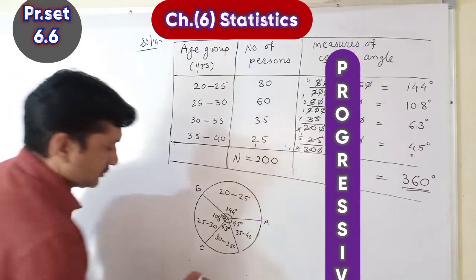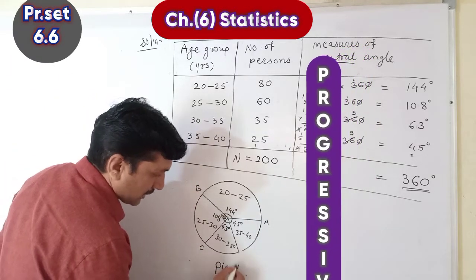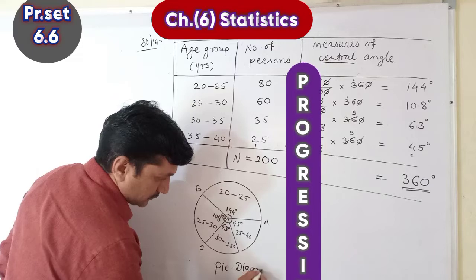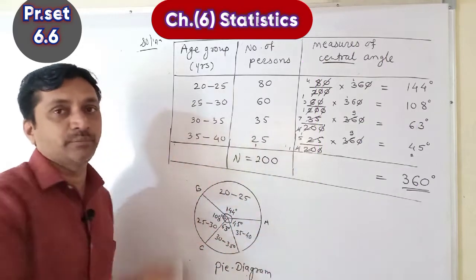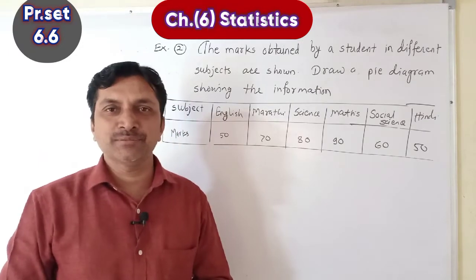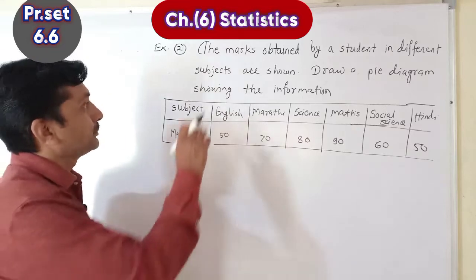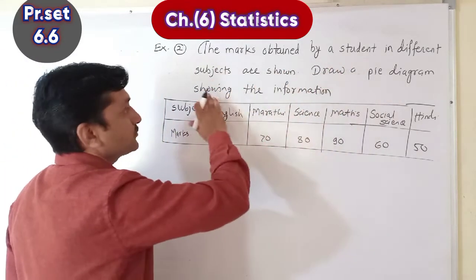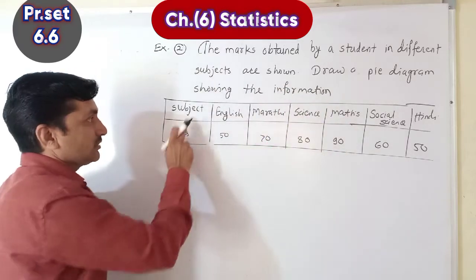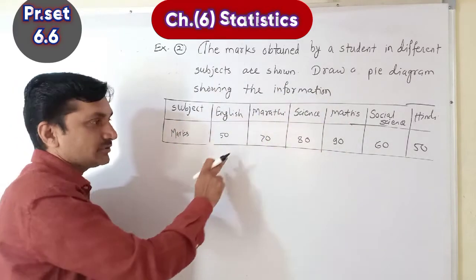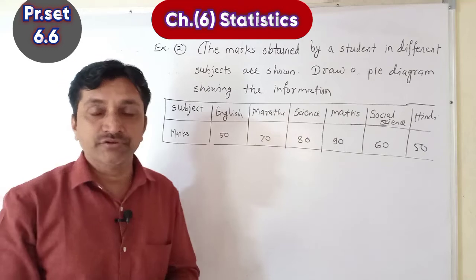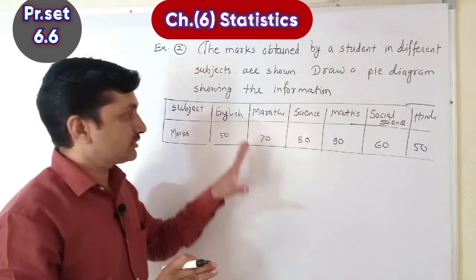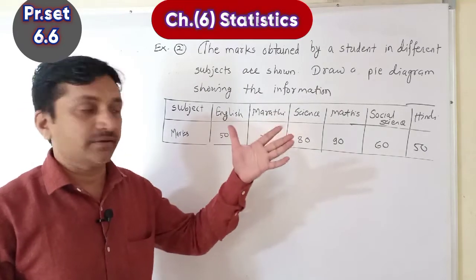In this way we have to draw a pie diagram using the table. Let's see example number 2. The marks obtained by a student in different subjects are shown. Draw a pie diagram showing the information. Subjects are given, marks are given. We have to draw a table first using this and then the pie diagram.